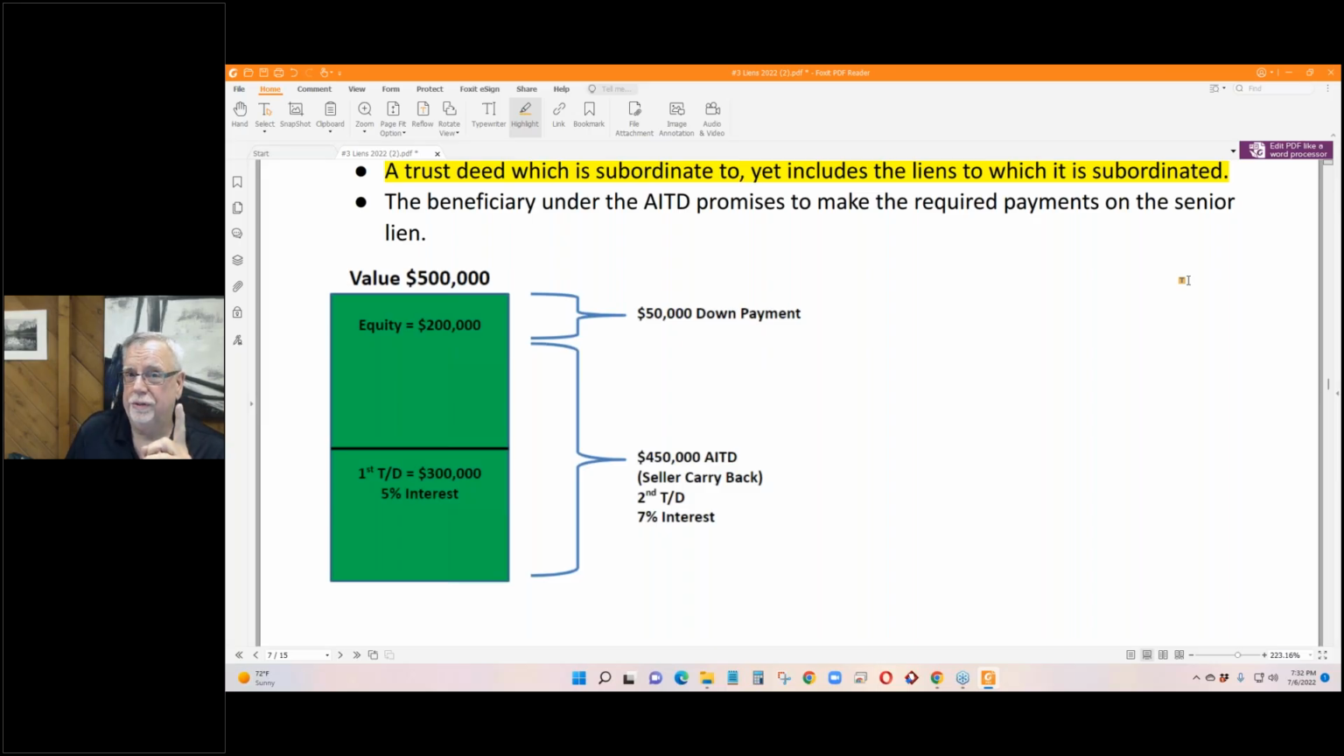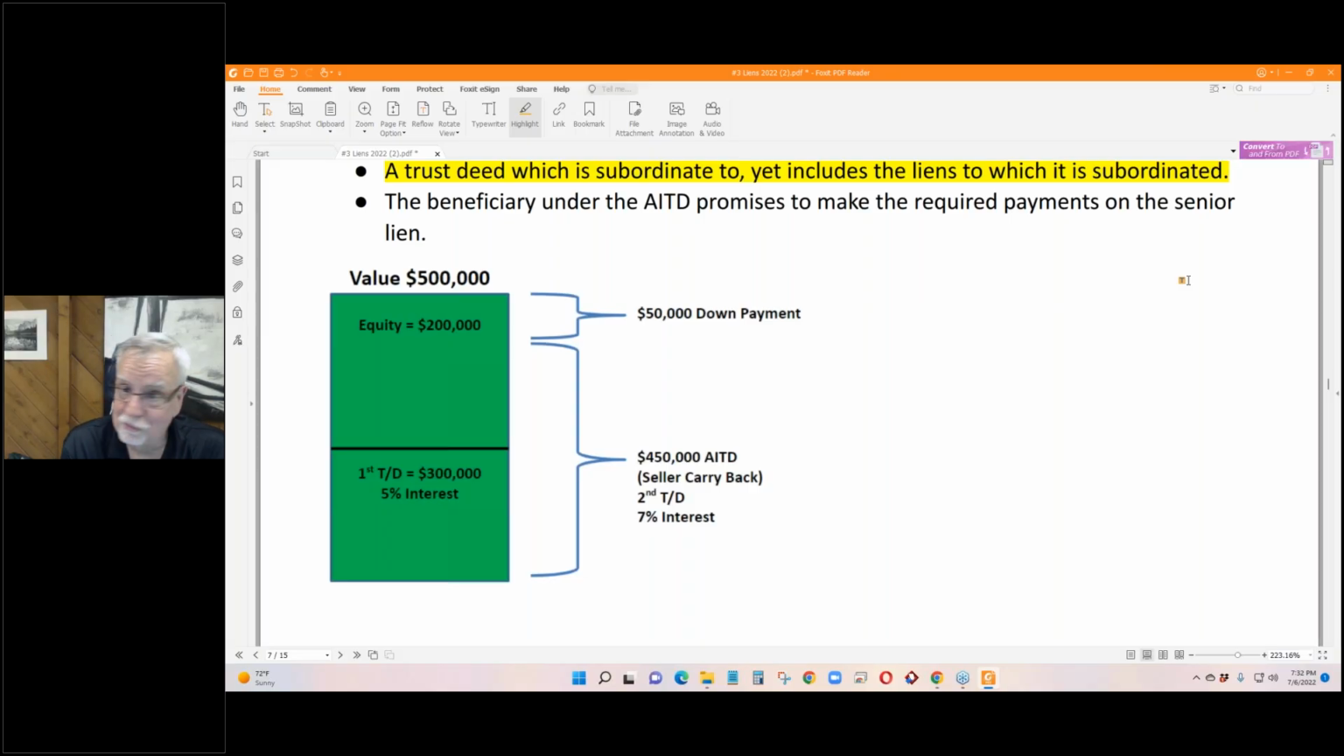The issue is, this is why it's an all-inclusive, is that there was already a loan on the condo. Let's say the condo was worth $500,000. And the existing loan was about $300,000, which means they had $200,000 in equity. The existing loan is 5% interest. So what the owner of the condominium at the Hard Rock Hotel said is, you got 50 grand, that's cool. We're going to lend you $450,000.